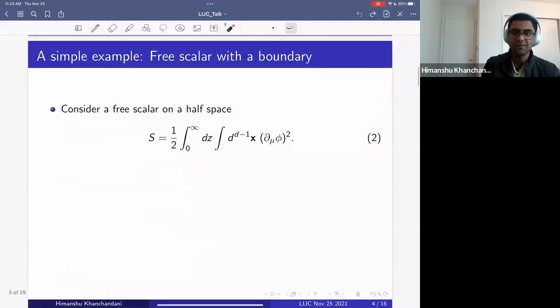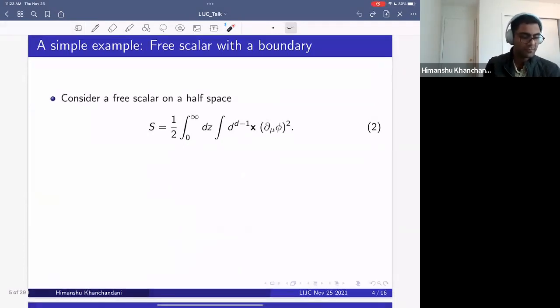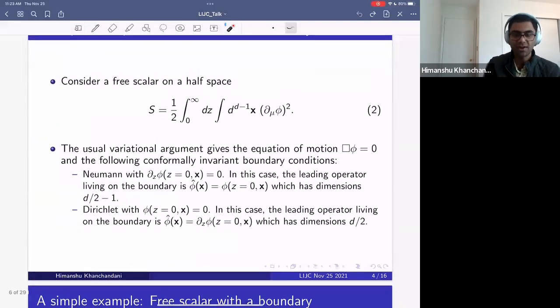So let's start with the simple example of a free scalar. This is the action of a free scalar on half space. If you just do the usual variational argument, you would get this equation of motion with two possible boundary conditions. You can either have Neumann or Dirichlet. These are the two conformally invariant boundary conditions.